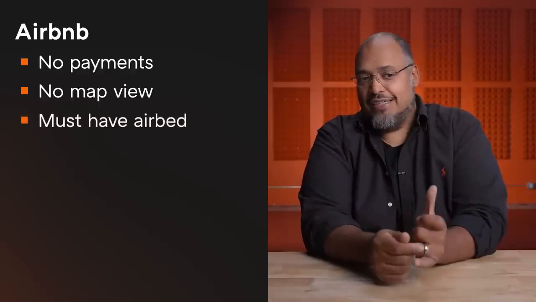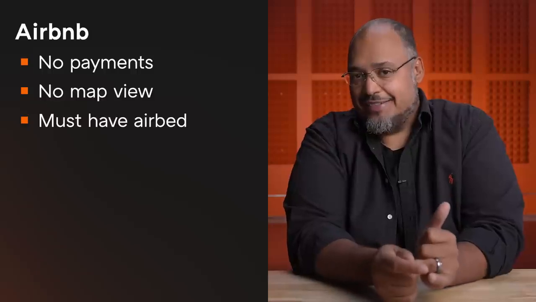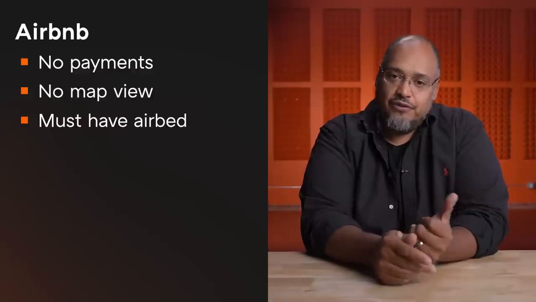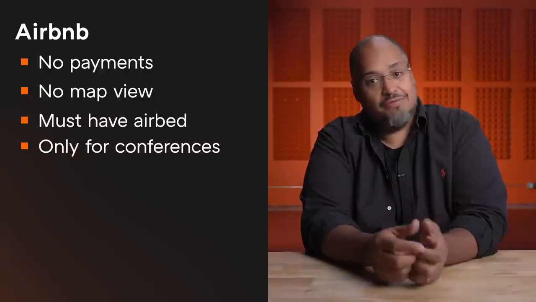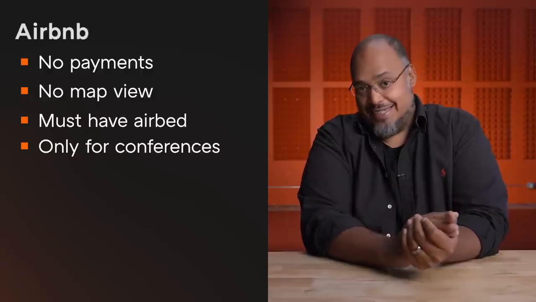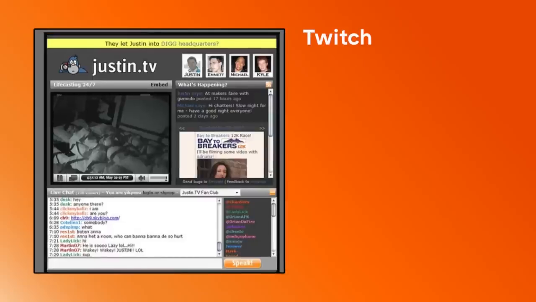Third, even more funny, you had to stay on an airbed. You couldn't rent out your whole house, you couldn't rent out a room in your house. Then fourth, the first version of Airbnb only worked for conferences. They would literally spin it up in a city when there was a conference, and when the conference was over, they'd spin it down. That was Airbnb to start. That was the MVP. Here's a second example.